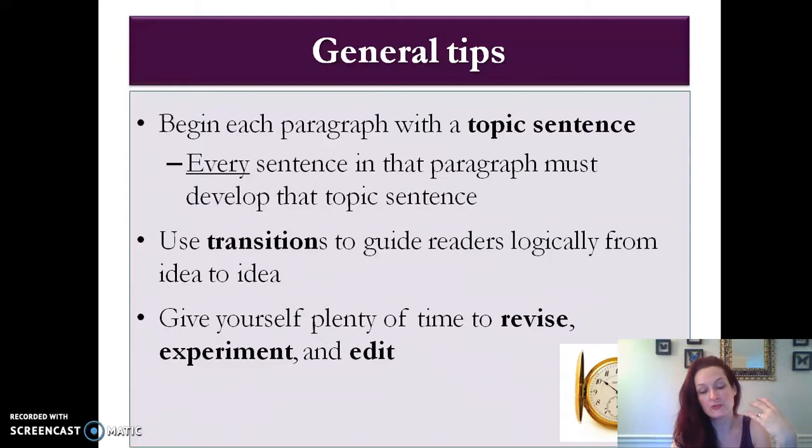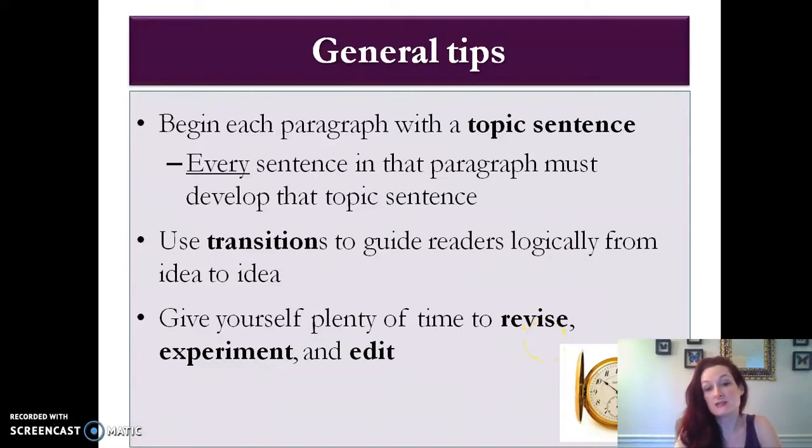When you're reading through your first draft, play the Sesame Street game of "one of these things is not like the other." And if you have a sentence in a paragraph that seems like it's sticking out, doesn't really relate to the rest of the sentences in the paragraph, it doesn't really do much to develop the topic sentence, then it's got to go. It's got to go in a different paragraph, or it's got to be cut from the paper.